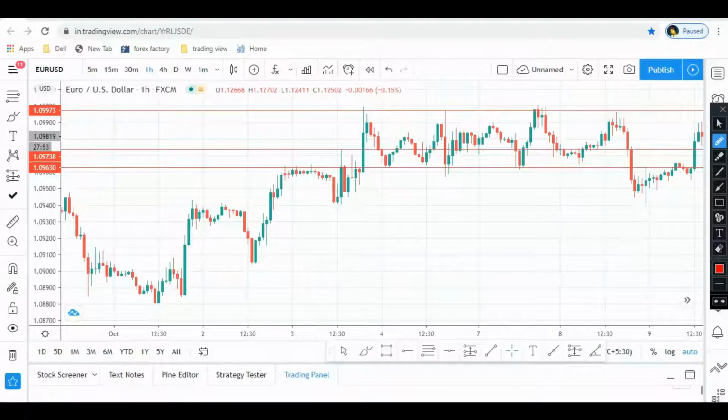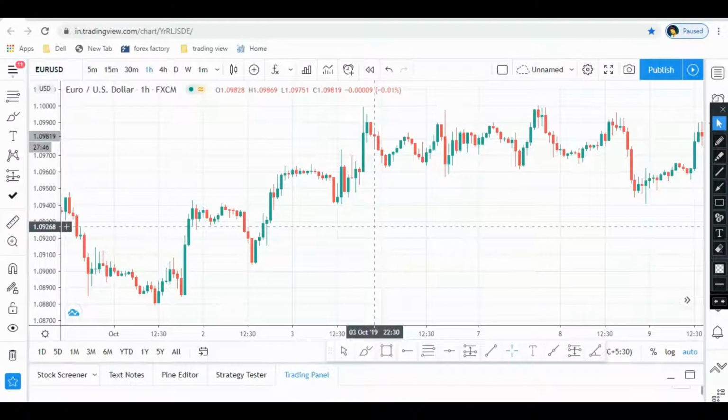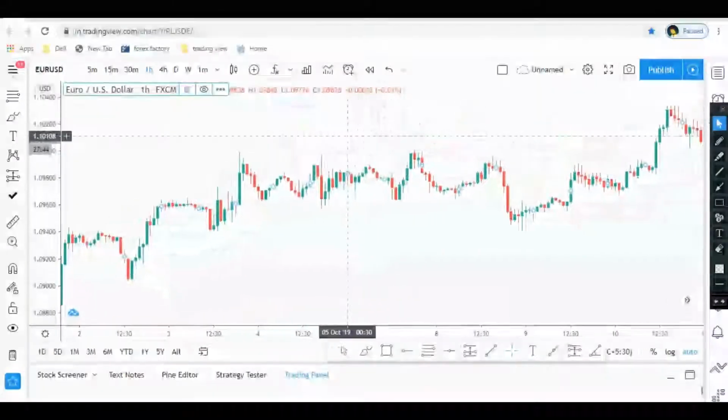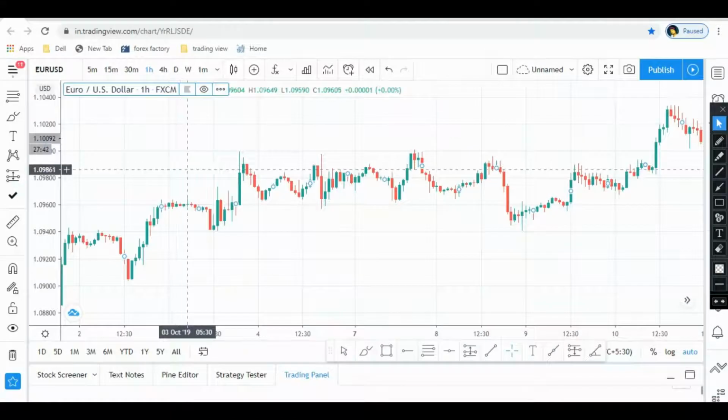This is how exactly support and resistance work. You always get a quick profit and move away. So let's switch to another pair.